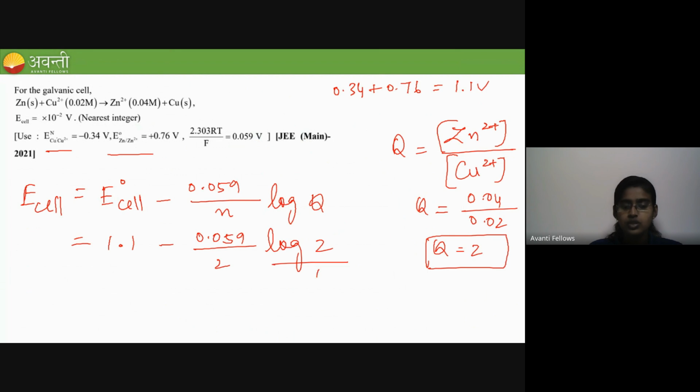Log 2 is equal to 0.3. Now if we substitute and try to get the answer, we will get 109 into 10 power minus 2 volt as the E cell value for the question. So 109 will be the answer. Got it?